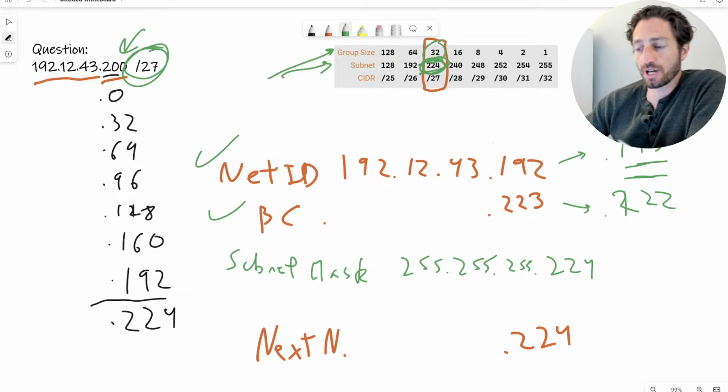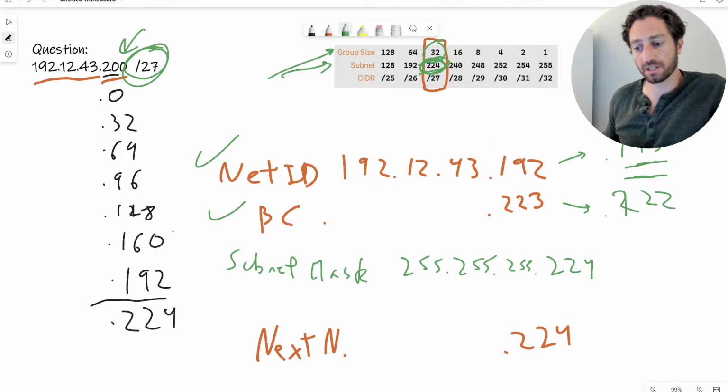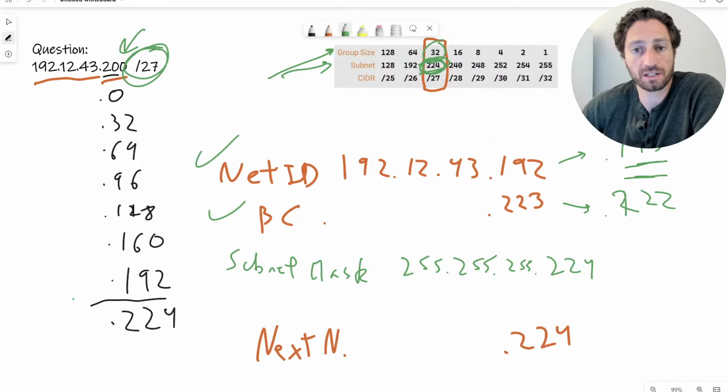So that's the general strategy. And again, the only really difficult part is this part, adding sets of 32 to pass your target IP address. Once you've done that, everything is just essentially reading the chart, subtracting, or adding 1 as necessary.